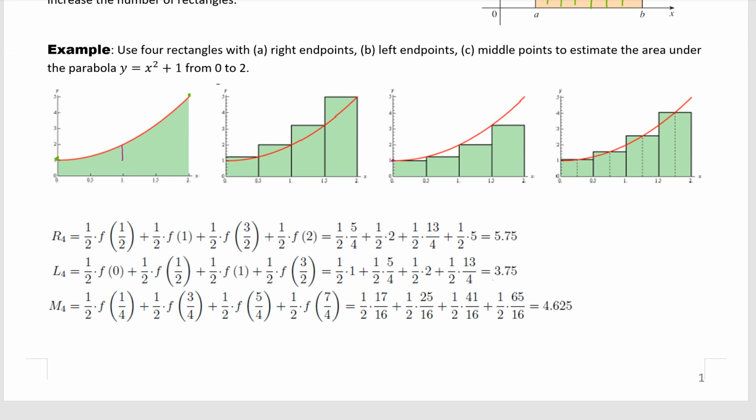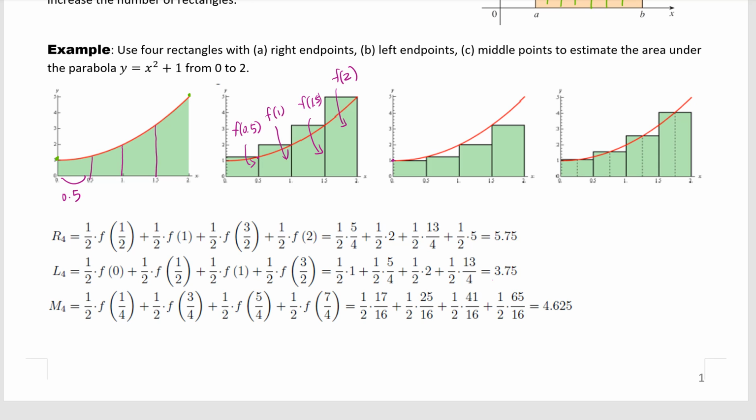So let's divide it into 4 equal width pieces. You can see each piece is 0.5. That's the width. So for part A, we want to use the right endpoint. For the first piece, we use the right endpoint, so the height is f of 0.5. For the second rectangle, the height is f of 1. The third one, the height is f of 1.5. And the last one, the height is f of 2.